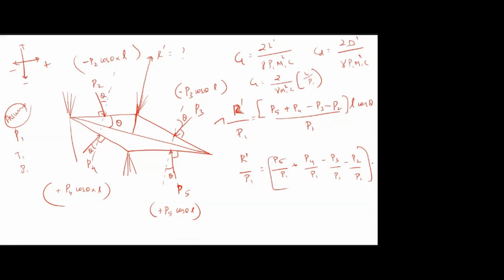Sorry, here it is L cos theta. So once I know this, I can find L dash, which is R dash cos alpha. But actually I have R dash by P1, so divide by P1 on both sides. That's it. Once you find this, substitute here, you can find L dash by P1. Substitute here, you can find CL. In the same way you can do it for CD. Is that clear?